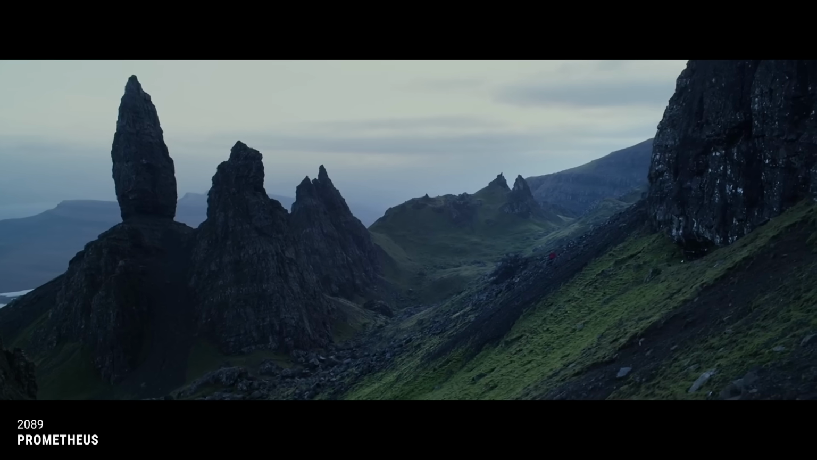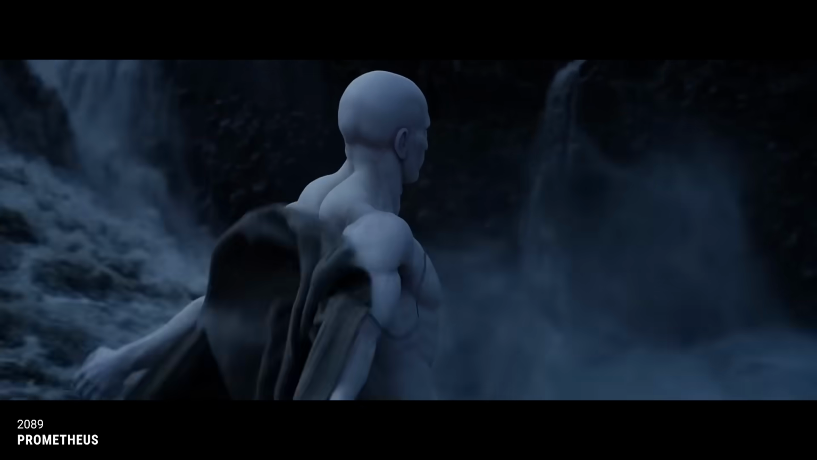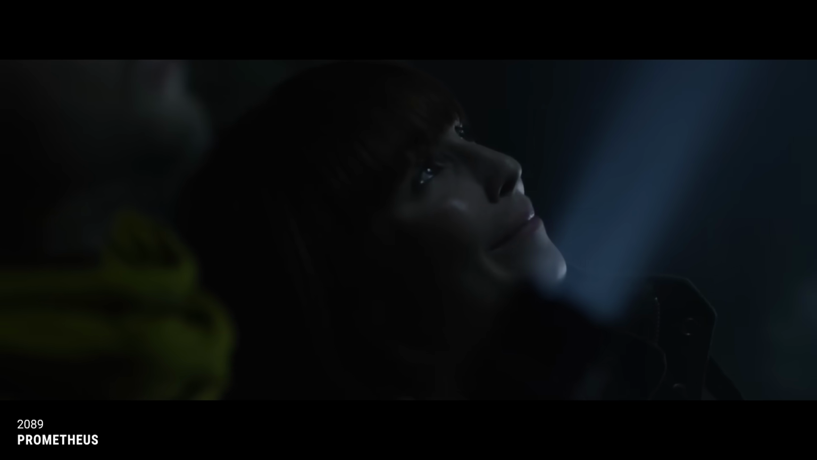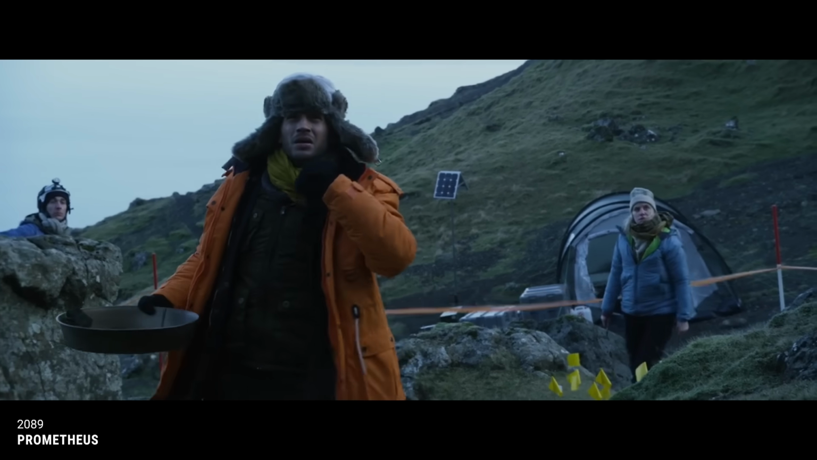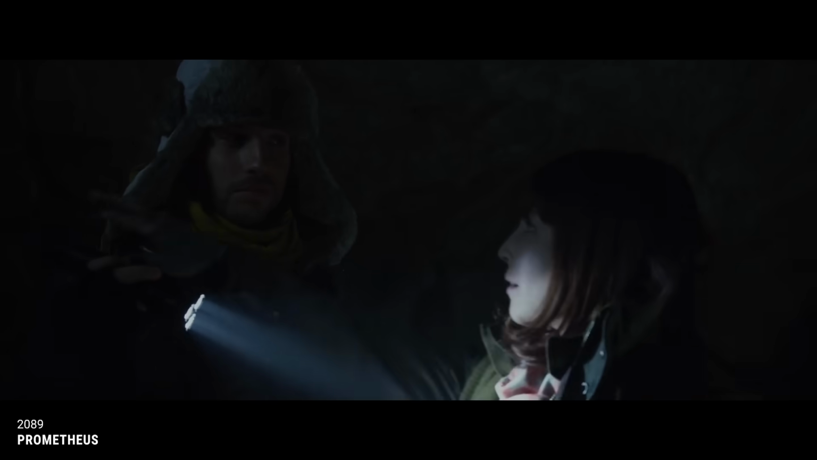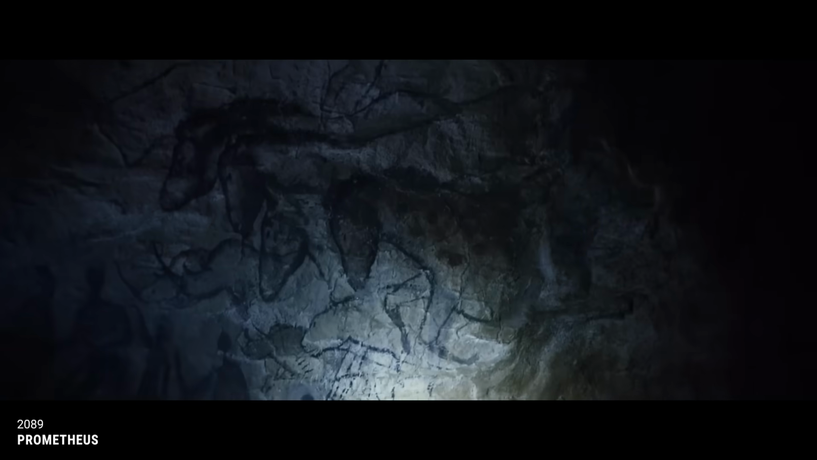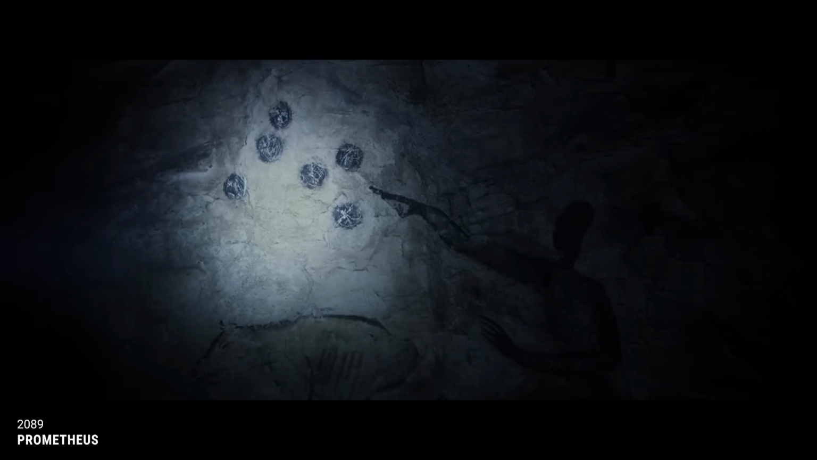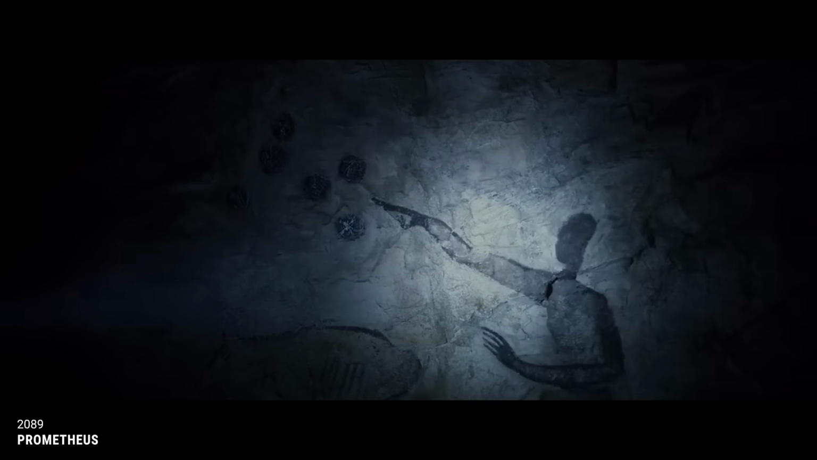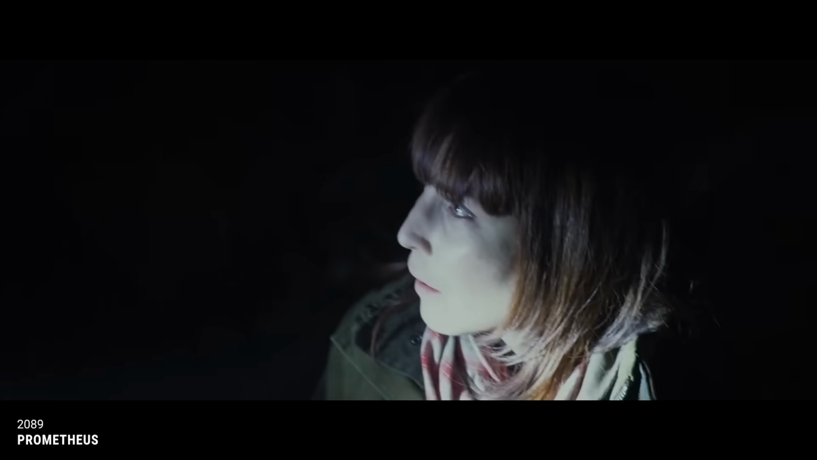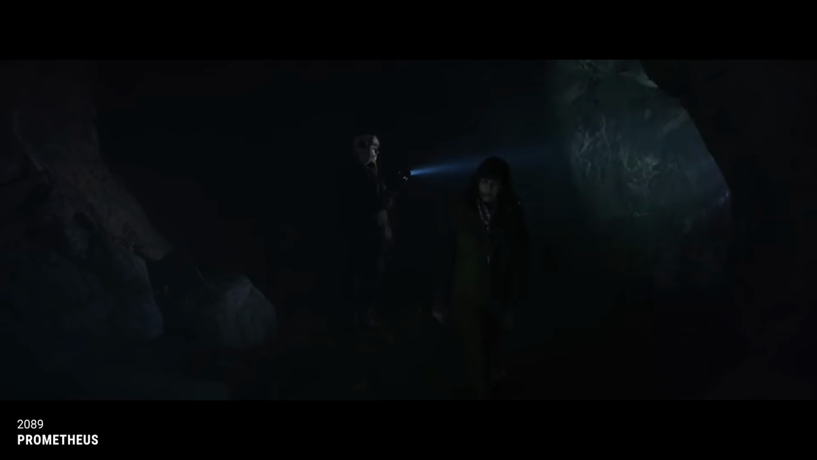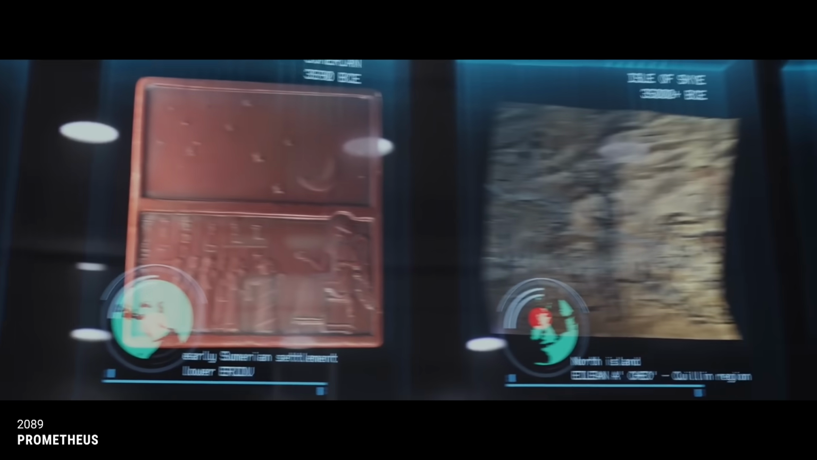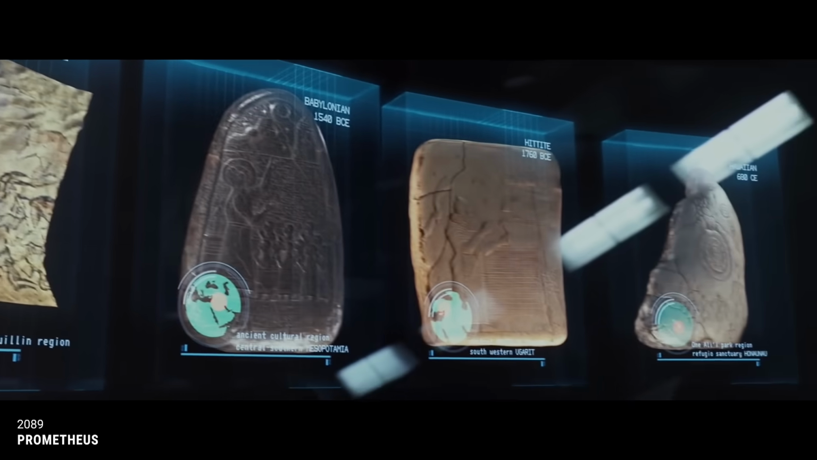Six decades later, humanity is finally poised to answer that question. It begins with archaeologists Elizabeth Shaw and Charlie Holloway, partners professionally and personally. They discover a cave painting at least 35,000 years old in the Isle of Skye. It includes a pictogram of men worshipping giant beings, pointing at a particular configuration of stars. It's the same image found at other archaeological digs: Egyptian, Mayan, Sumerian, Babylonian, Hawaiian, and Mesopotamian.